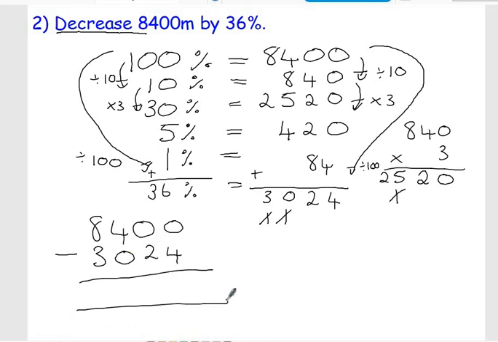0 take away 4, we can't do it, so we need to borrow from the 4, which becomes 3, and then we give 1 to our 0. 0 becomes 10, borrow from the 10, which becomes 9, give next door. 10 take away 4 is 6, 9 take away 2 is 7, 3 take away 0 is 0, 8 take away 3 is 5. So our answer equals 5,076 metres.